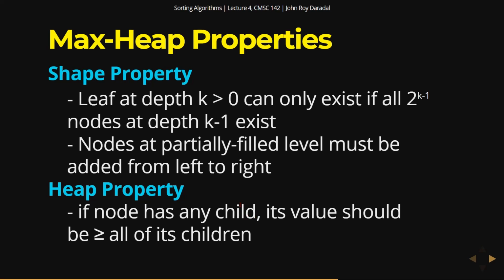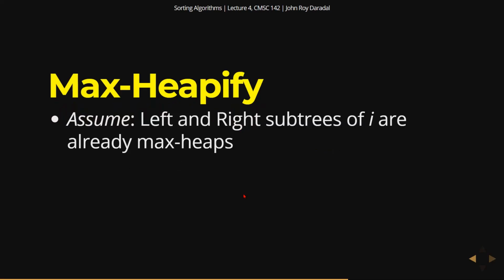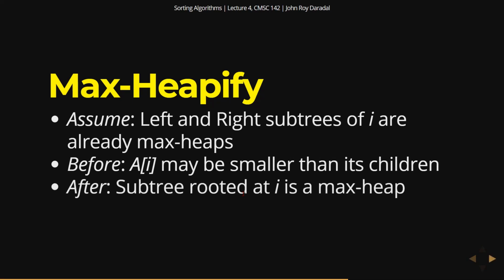So meaning the parent has to be bigger than its children. Okay, so we'll do something called max heapify, which maintains the heap property. Given an array A and some index i, we'll turn it into a heap. We'll assume that the left and right subtrees of i are already max heaps, but A sub i may be smaller than its children, so we should check if it follows the heap property, and if it does not, then we should swap them. After doing max heapify, we are sure that the subtree rooted at i is a max heap.